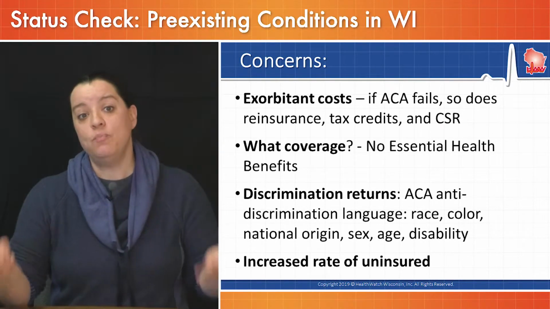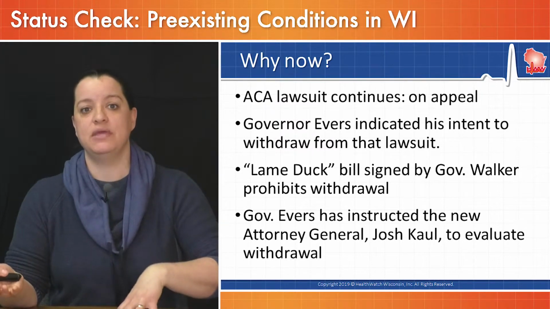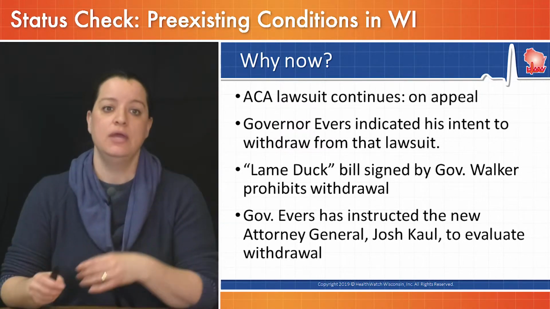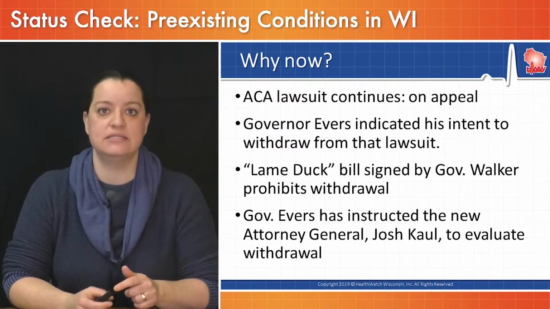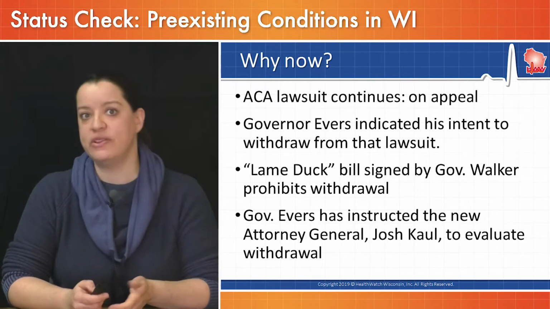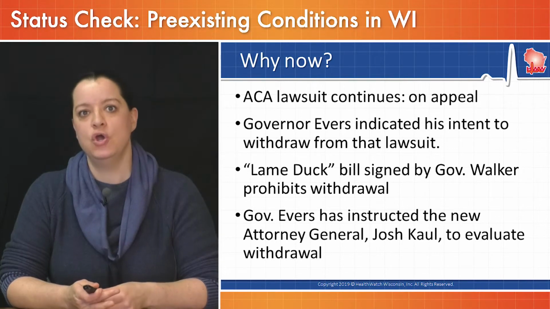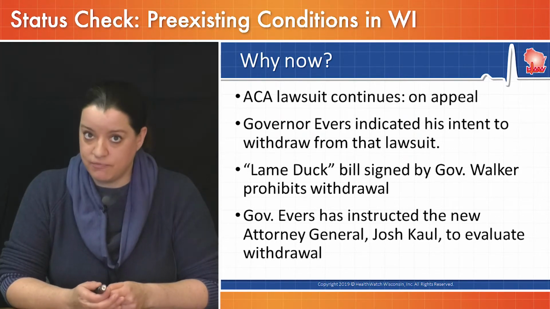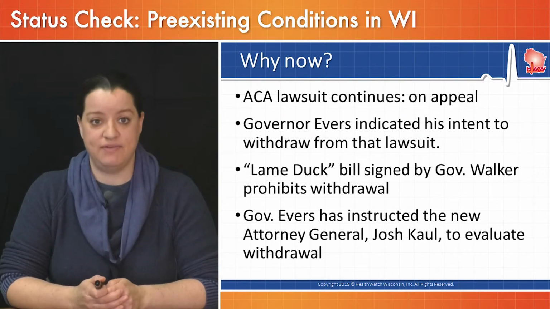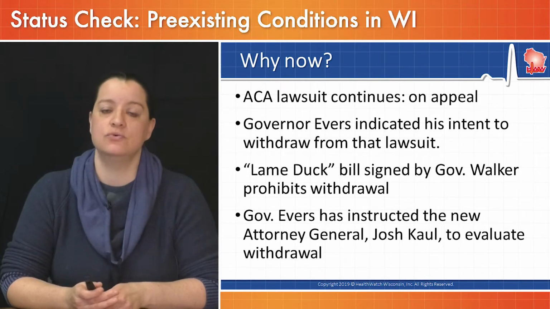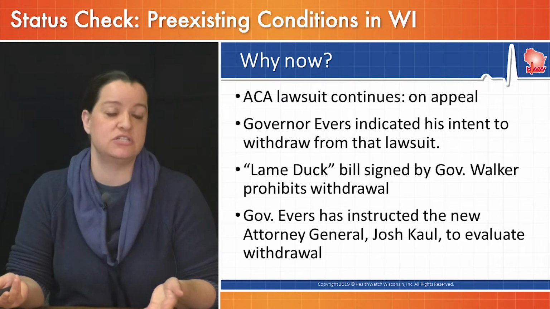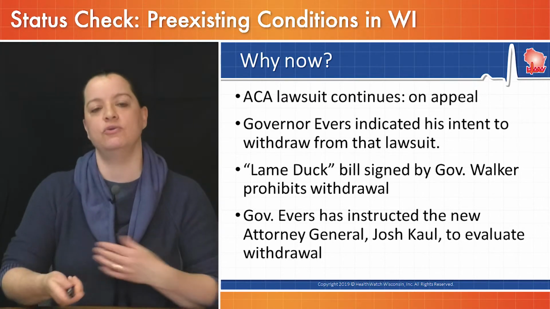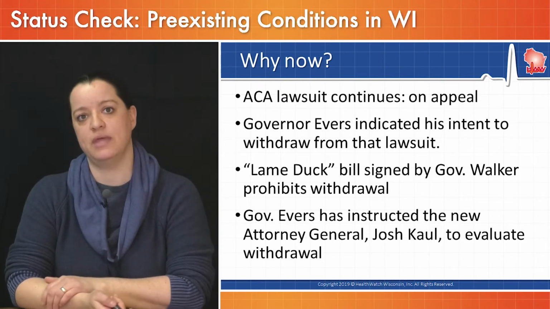So why now? Because that ACA lawsuit is still on appeal, and we don't have a resolution to that now. Governor Evers indicated his intent to withdraw from that Texas versus United States lawsuit. Another thing coming out of that lame duck extraordinary session was the legislature and the former governor signing off on the fact that we cannot withdraw from that lawsuit. So now it's up to our new governor and our new attorney general to decide what their next steps are, what their path forward is. So they're evaluating what options they have to withdraw from that lawsuit.